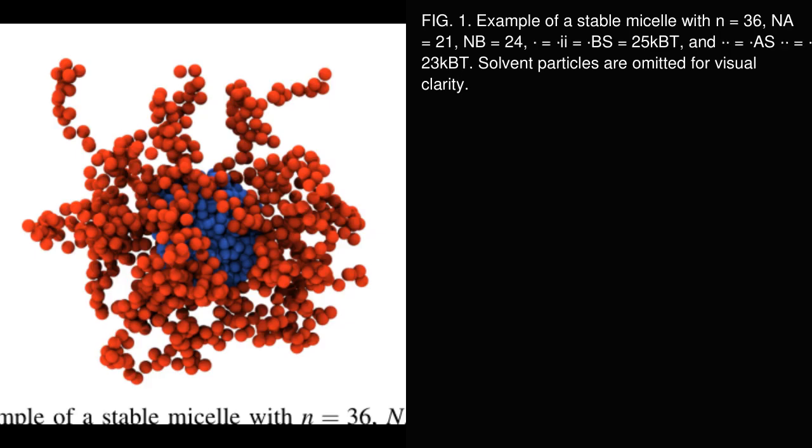Figure 1 provides a visual example of a stable Diblock copolymer micelle as modeled in the study. This micelle consists of 36 polymer chains, each composed of 21 monomers of block A and 24 monomers of block B, held together by strong interaction parameters set at 25 kBT for like-like interactions and 23 kBT for unlike pairs. The micelle core forms predominantly from block A segments, while block B forms the corona, interfacing with the solvent. For clarity, solvent particles are omitted from the visualization.